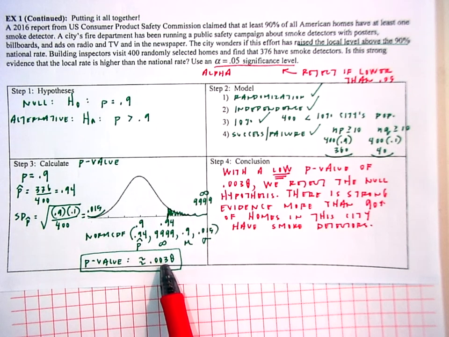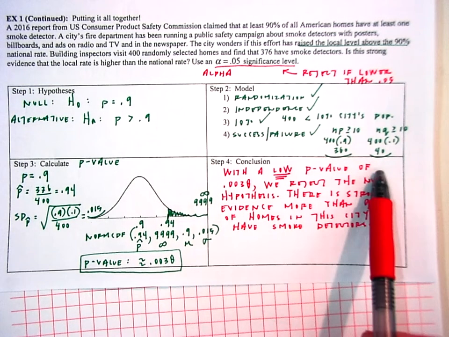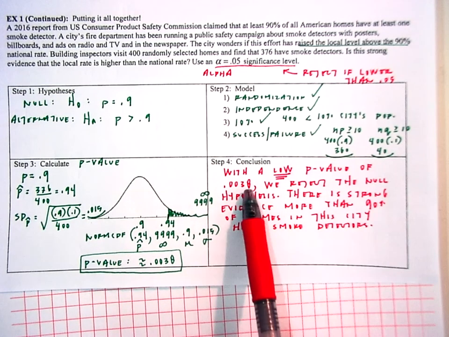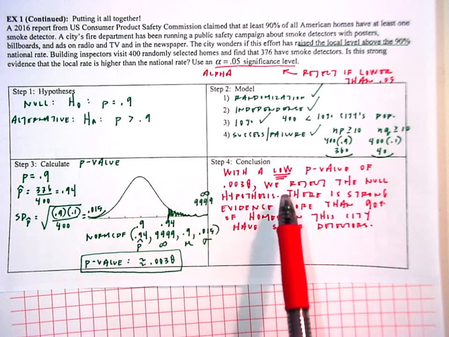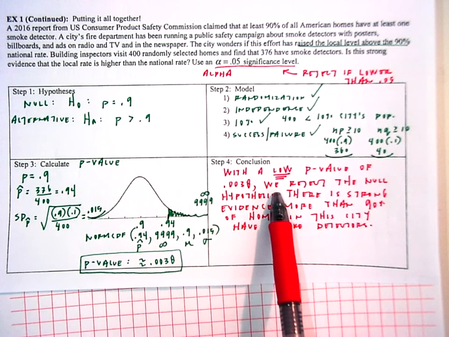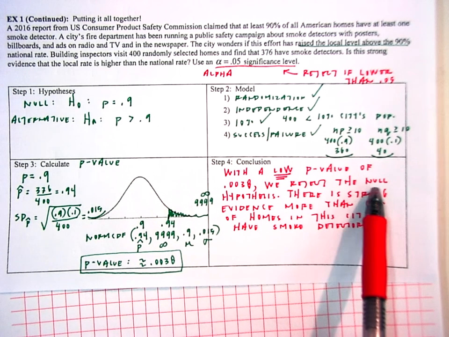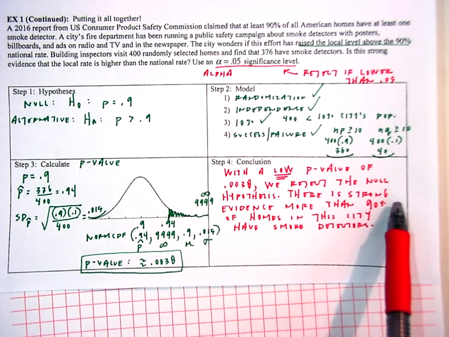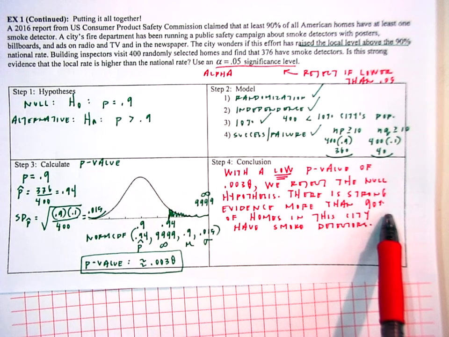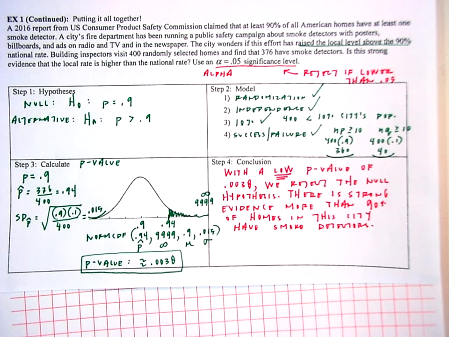That is so unusual. That is so low. That is so rare to play out. We're saying in summary that this value is so low, that outcome is so unusual, we don't think that the status quo has been maintained. So we reject the null hypothesis, and that means that we are seeing strong evidence that there has been a shift. More than 90% of homes in this city have smoke detectors.